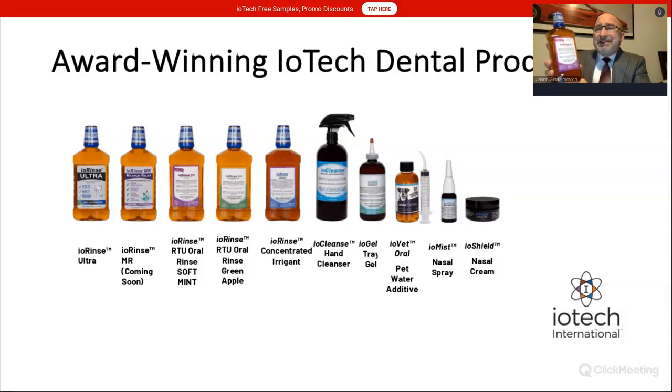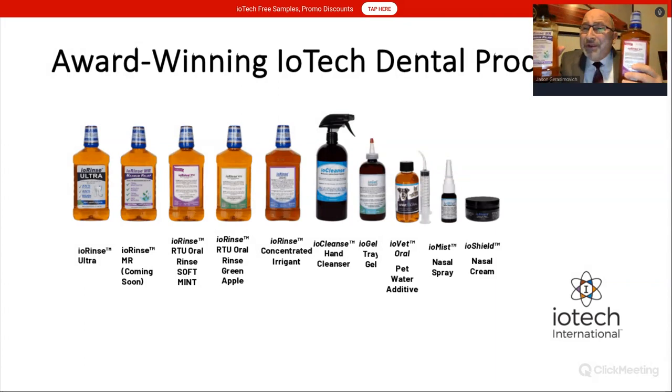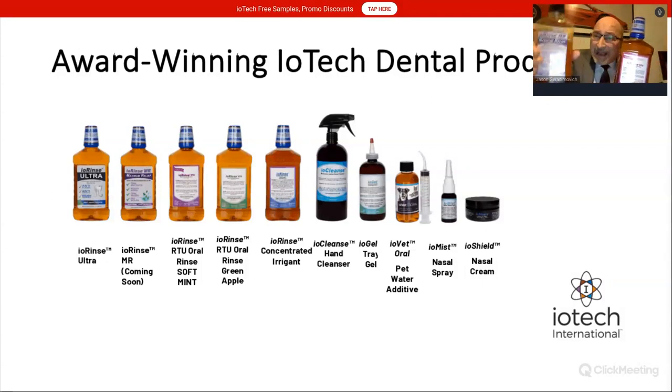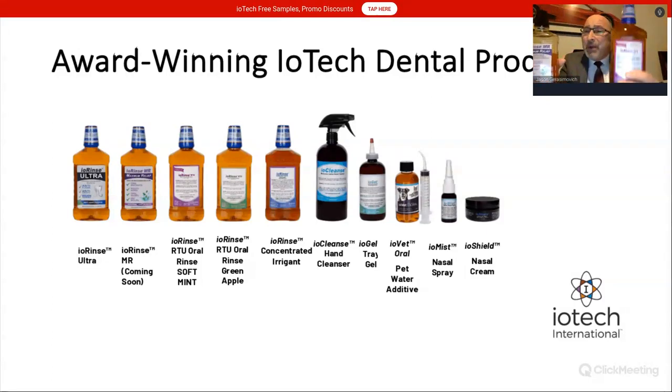Now, what is the difference between the product that we have out now and the Iowans maximum relief? If you look, they're both the same thing. The only difference is this has a little bit more glycerin in it. And by adding more glycerin, it helps the mouth for the dry mouth. But it still does wonderful for the sores in the mouth. And this is the same rinse that they will be using as iorinse MR.